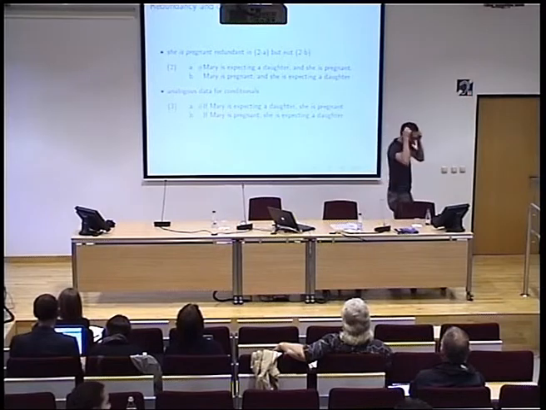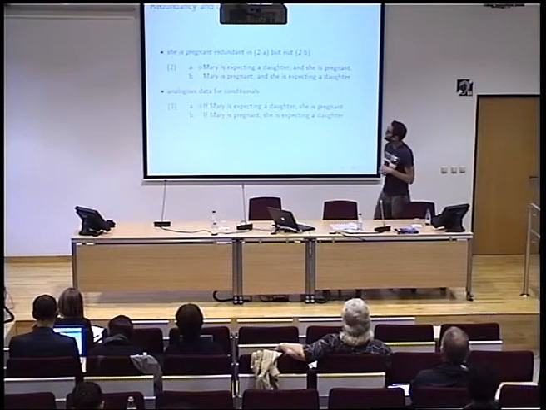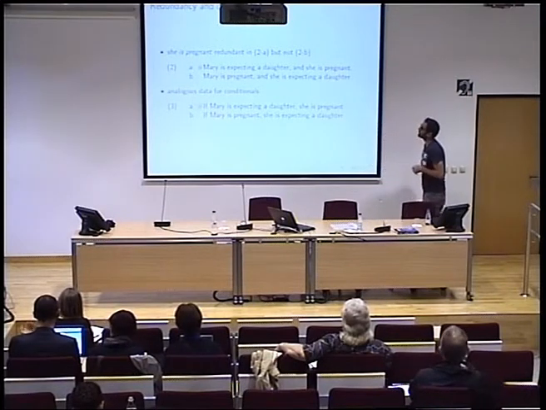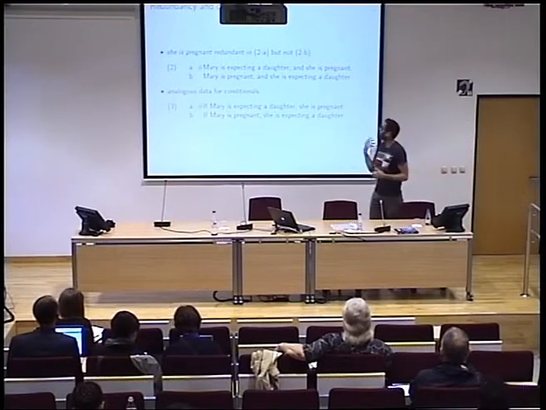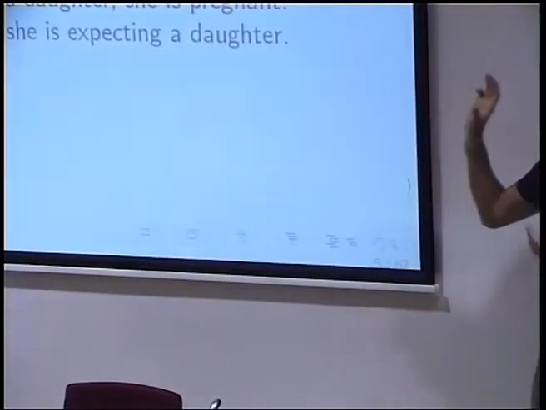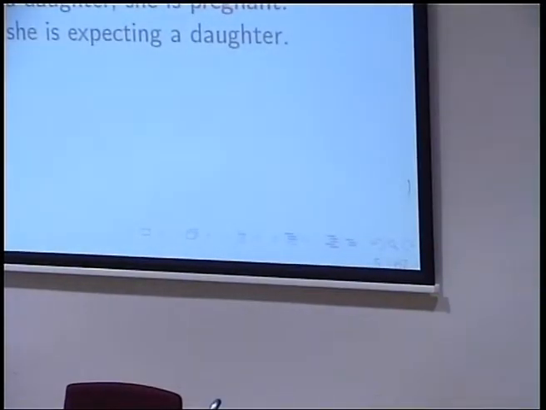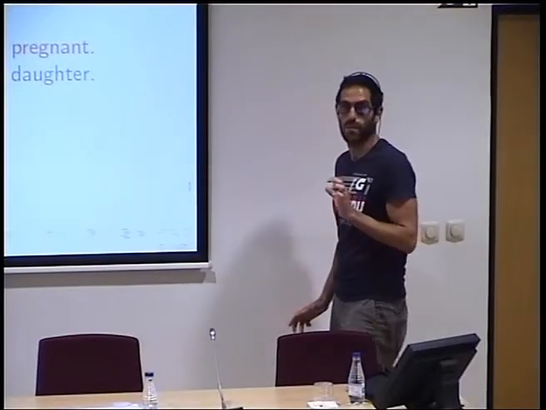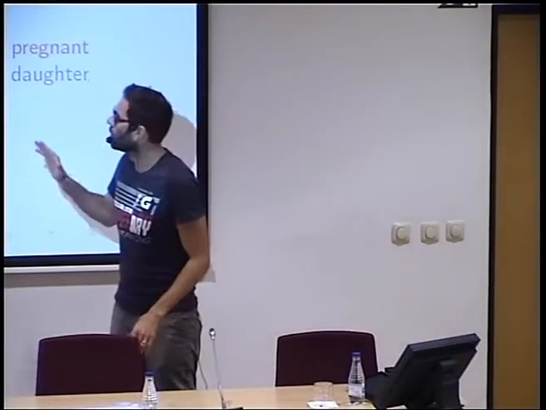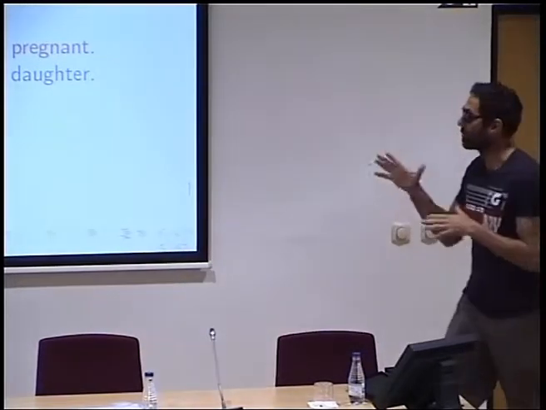One basic data that a theory of redundancy has to account for is, descriptively, what we can call order effects. So it has to account for the fact that a sentence like 2A, Mary's expecting a daughter and she's pregnant, is not felicitous, and intuitively "she's pregnant" here feels redundant. On the other hand, if you just switch the order of the conjuncts, a sentence like 2B, Mary's pregnant and she's expecting a daughter, is a felicitous sentence, and here "Mary's pregnant" doesn't appear redundant. Okay? You can reproduce the very same data with conditionals, and you want your theory of non-redundancy to account for this basic fact.